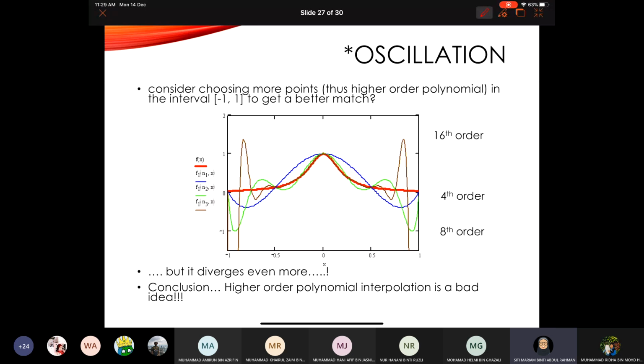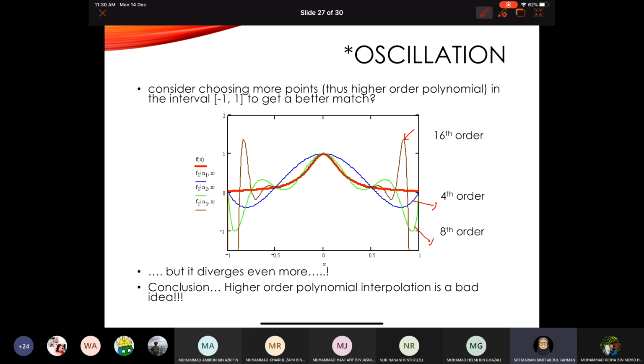So let's say yang ni saja juga nak show you the same function but sampai 16th order. So kalau 16th order yang ni, 4th order pun dah ni. Yang ni yang betul fx. 8th order yang ni. So if you instead of implementing order yang rendah sikit, bila you guna higher order, you tak dapat better value, but it diverge even more.